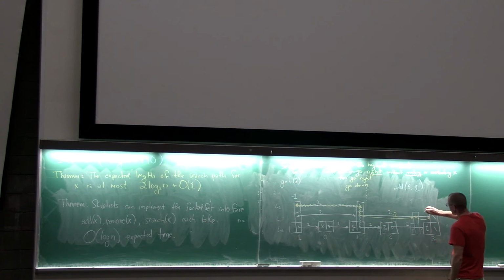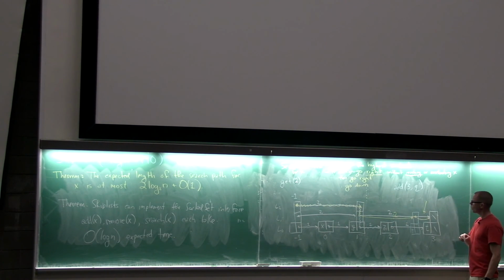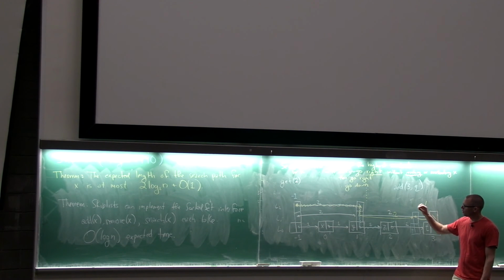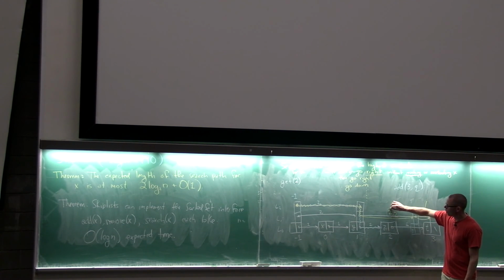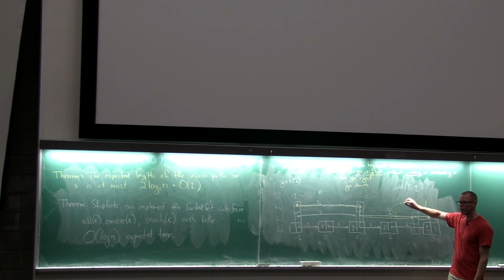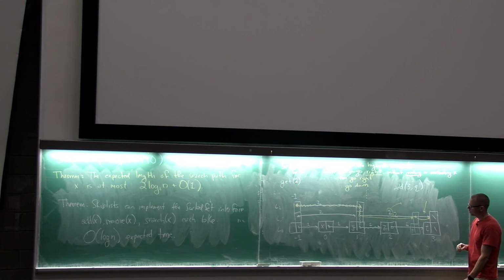And now we need to know the length of this edge. How do we do that? Well, we actually get it from the old length of this edge. So we subtract.